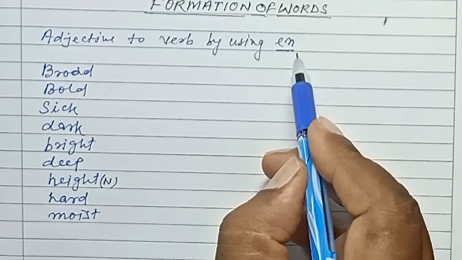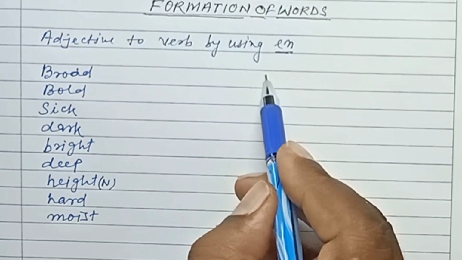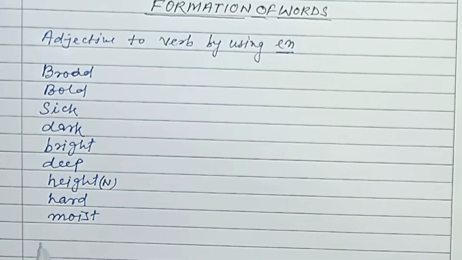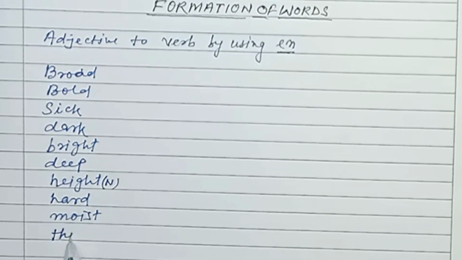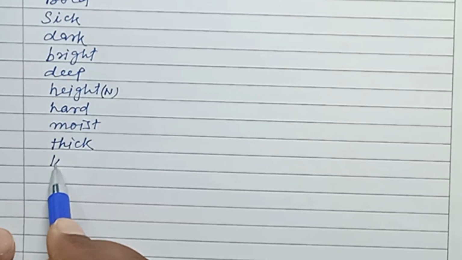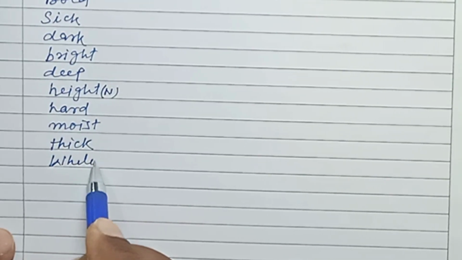So suffix is used at the end. Let us see some more words, like thick, T-H-I-C-K, thick. Next white, W-H-I-T-E, white. Next word is sweet, S-W-E-E-T, sweet.